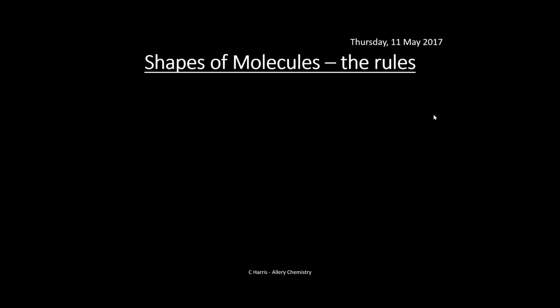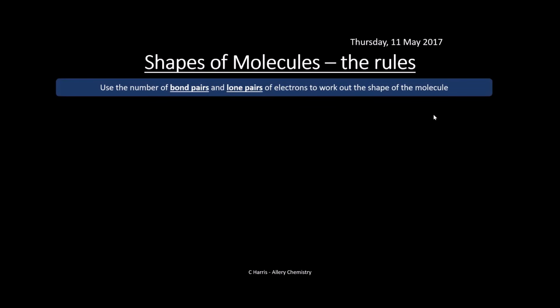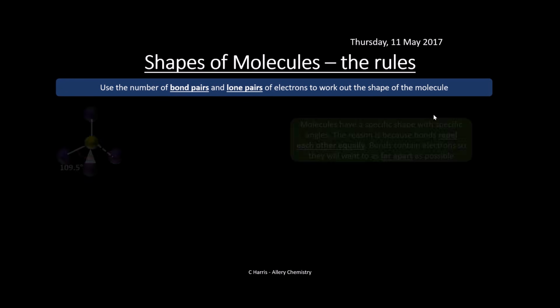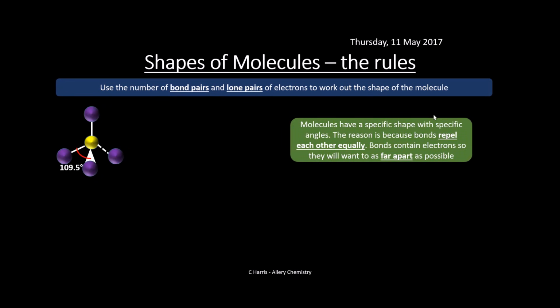Okay, as soon as we're looking at covalent molecules, we're going to look at the shapes of molecules. So we're going to use bond pairs and lone pairs of electrons to work out the shape. Let's have a look at this one. This is an example with 4 bond pairs. The reason why molecules with 4 bond pairs have a very fixed shape is because these bonds repel equally. They want to be as far away from each other as possible. Remember, they've got electrons in there. The electrons repel each other. They have a fixed bond angle as well. In this case, it's 109.5.